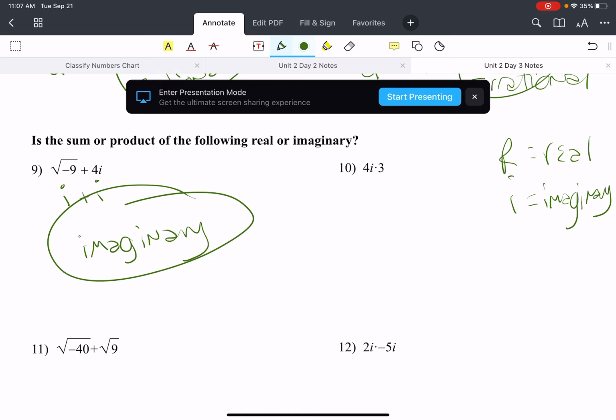Good? Okay, on 11, is the first one an imaginary or a real number? Are you supposed to solve it first? Nope. So it's imaginary. Okay. And then what about the second one? Square root of 9, is that real or imaginary? It's real. That's not a negative. Yep. It's a positive 9, good. So then is my final answer going to be real or imaginary? There you go. You guys are getting the hang of it.